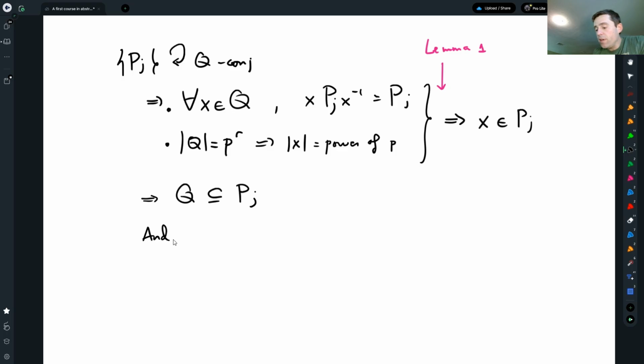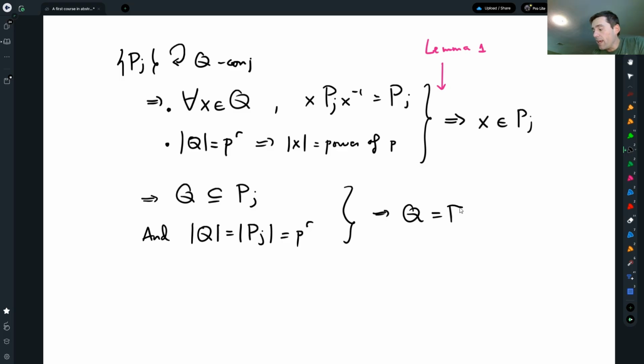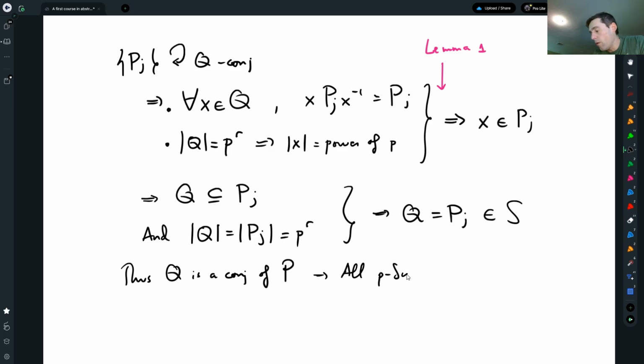And they are both p-Sylows. The size of Q is the size of Pj is p to the r, but if they are of the same size and there is an inclusion, those two things together tell me that Q has to be exactly Pj, but that was in S, and thus Q is a conjugate of P, and therefore all p-Sylow subgroups are conjugates, like we wanted to show to prove the second Sylow theorem. Okay, so that is the proof of the second Sylow theorem.